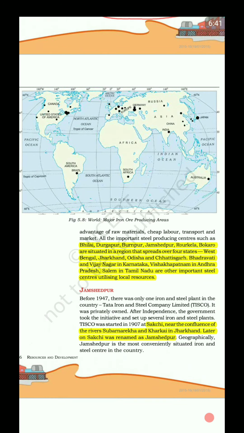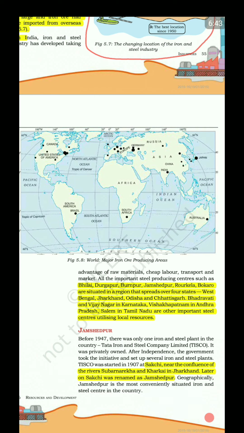Okay, before that, some of the important steel producing centers in India are Bhilai, Durgapur, Burnpur, Jamshedpur, Rourkela, Bokaro, situated in a region that spreads over 4 states, right? West Bengal, Jharkhand, Odisha and Chhattisgarh. Bhadravati and Vijayanagar in Karnataka, Vishakhapatnam in Andhra Pradesh, Salem in Tamil Nadu are important steel producing centers, utilizing local resources.